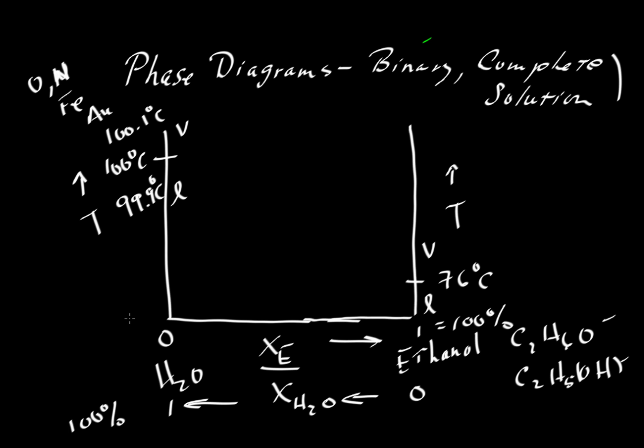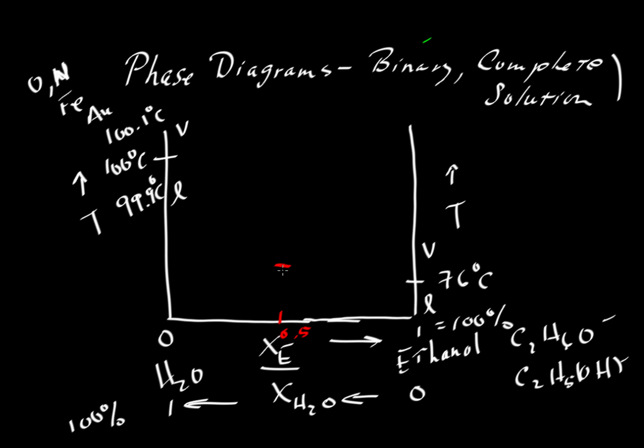So let's say that X sub E equals 0.5, so we have something that is half water, half ethanol, 50% of each. Well, if we take that mixture and start heating it up, it will begin to boil at a temperature that's lower than 100 degrees, but higher than 76. We'll just put it here. The precise value doesn't matter for our purposes.